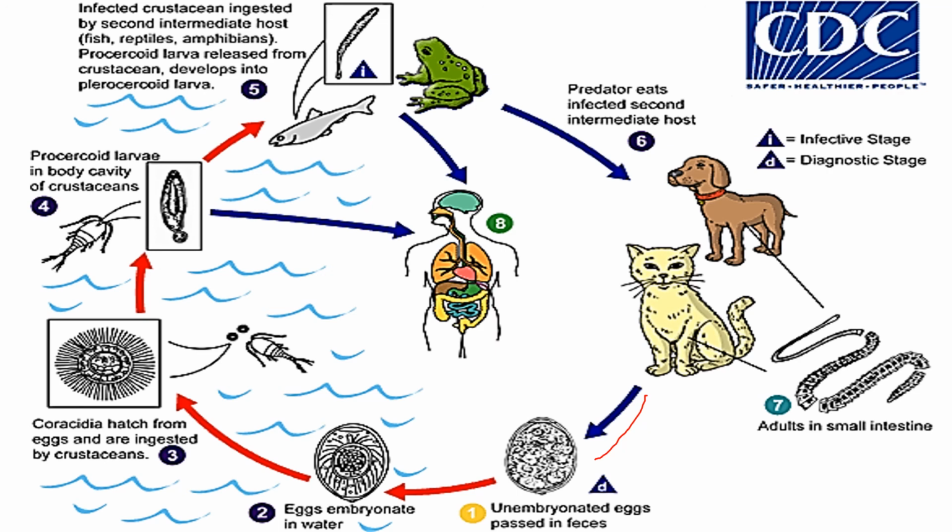But usually it infects another intermediate host, a second intermediate host, which are fishes, reptiles, amphibians, and then it will develop into plerocercoid. The plerocercoid present in our secondary intermediate host will be ingested by the definitive host. Okay? So that's the life cycle of your Spirometra. Okay?